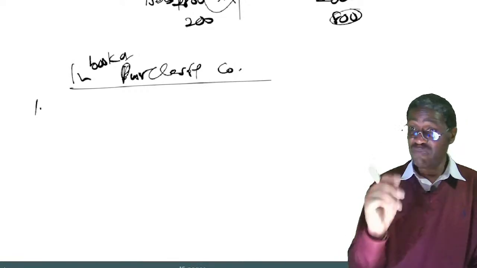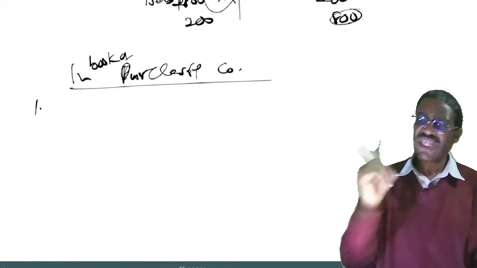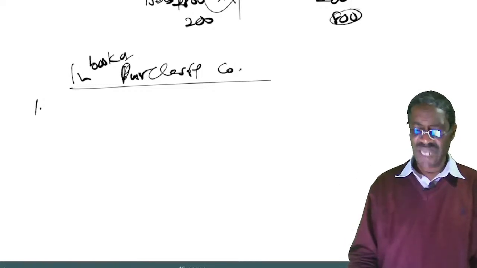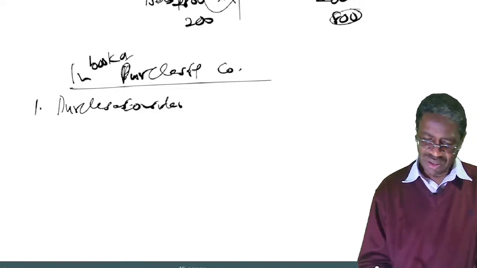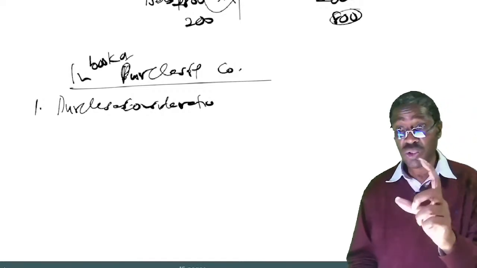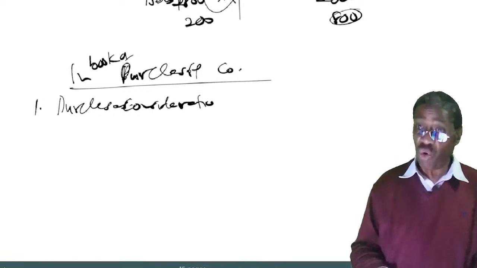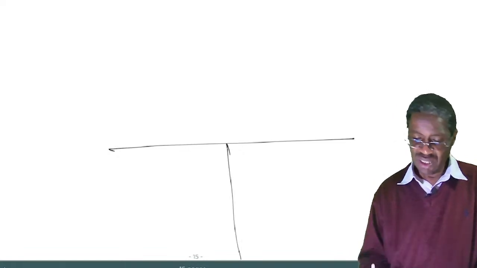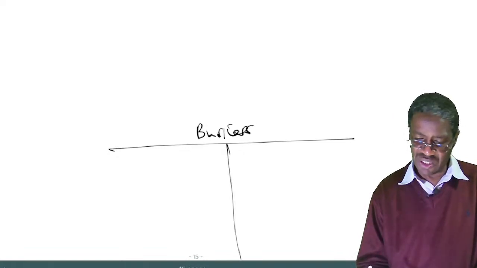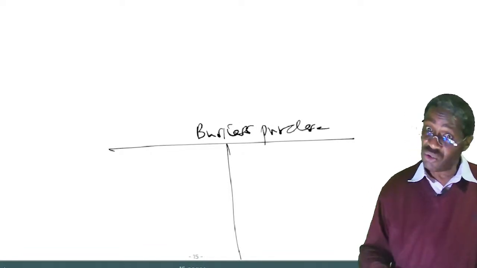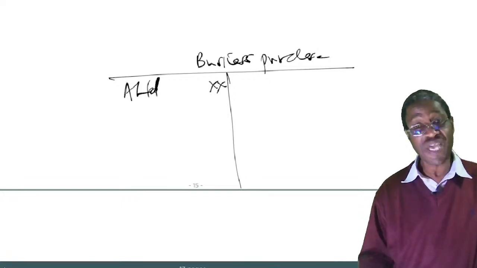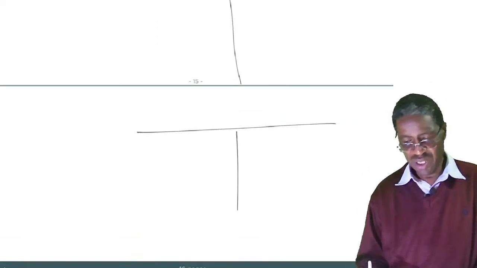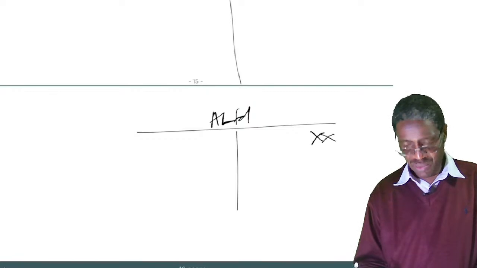Whatever you be, now we are in the books of B. Whatever you be, you are being charged by company A. That is the purchase consideration. Whatever is your purchase consideration, you as company B, you owe company A that amount. So you, B, will create a liability for that by debiting an account called business purchase, if you remember. With the purchase consideration, you debit business purchase and you credit the sellers. Our seller is company A Limited, whatever the purchase consideration is.